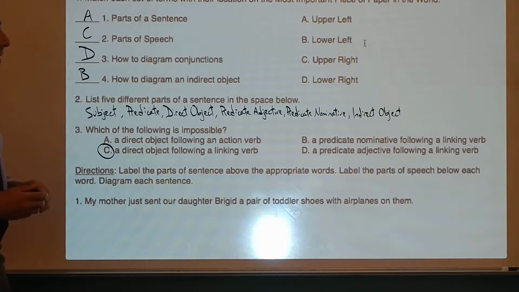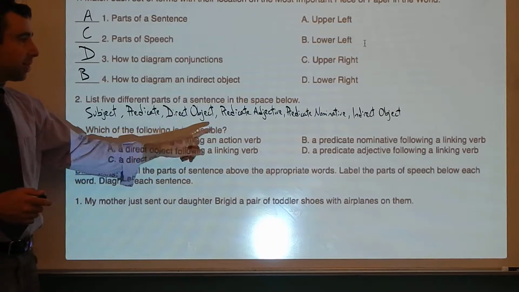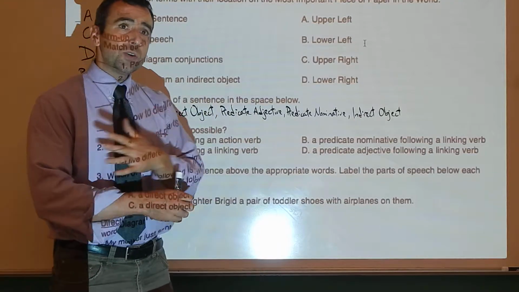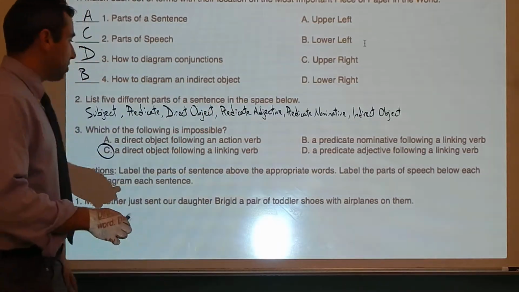List 5 different parts of a sentence in the space below. There are actually 6 different parts of a sentence that you know. I asked you to write 5 of them. These are all parts of a sentence: subject, predicate, direct object, predicate adjective, predicate nominative, indirect object. Those are the different parts of a sentence that we know so far.